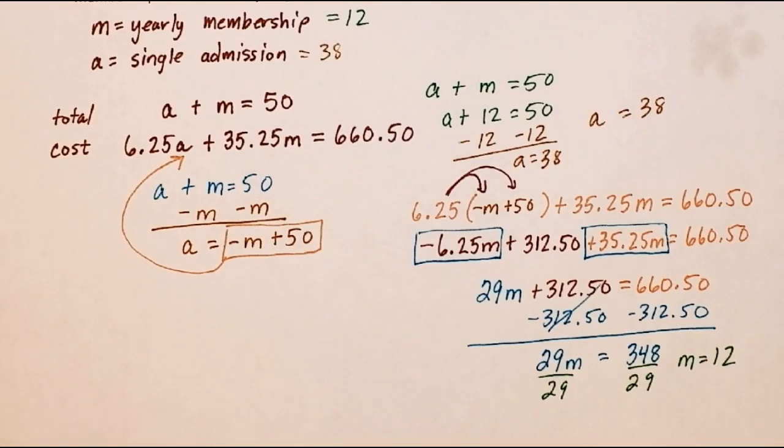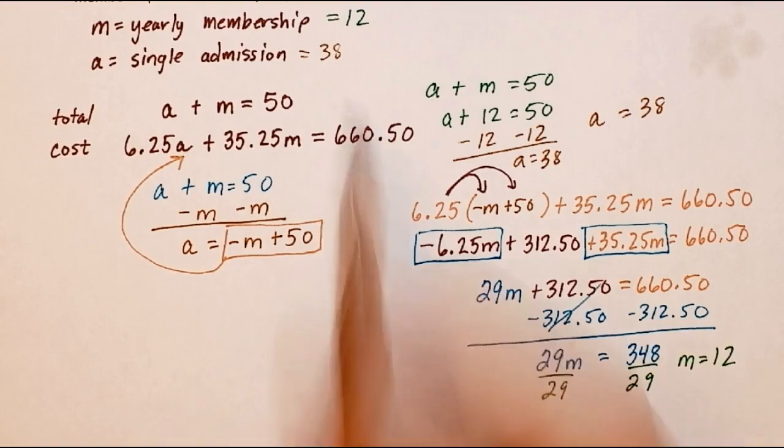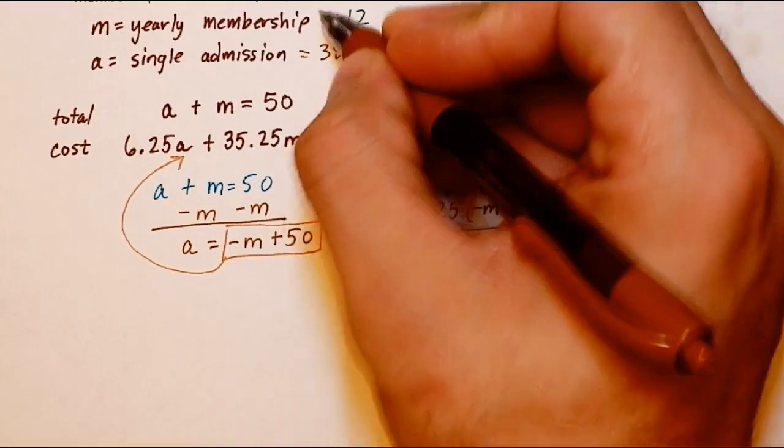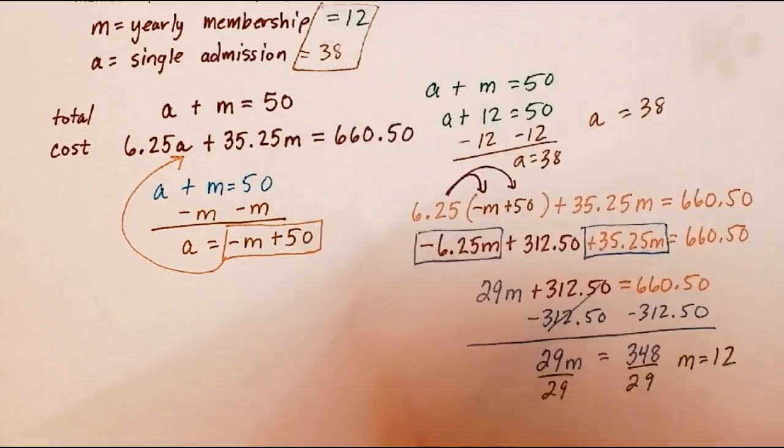This one, you don't have to write your answer as an ordered pair. You can keep it as this. So 12 yearly memberships and 38 single admissions.